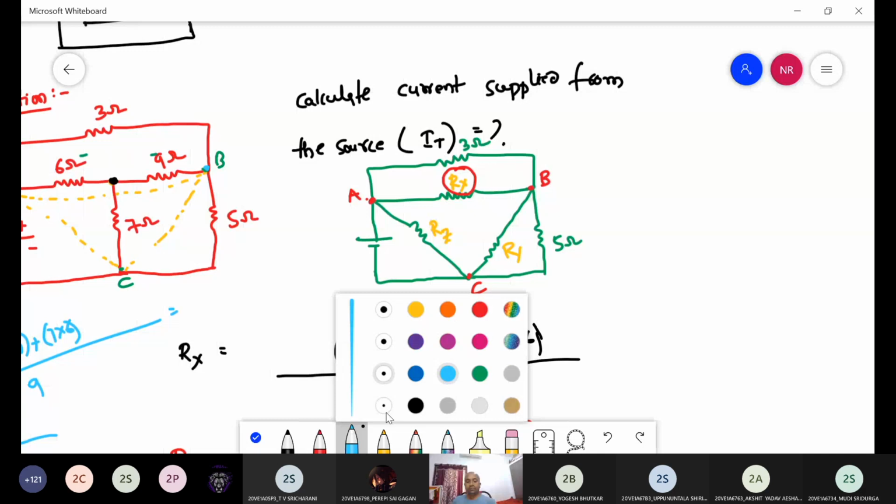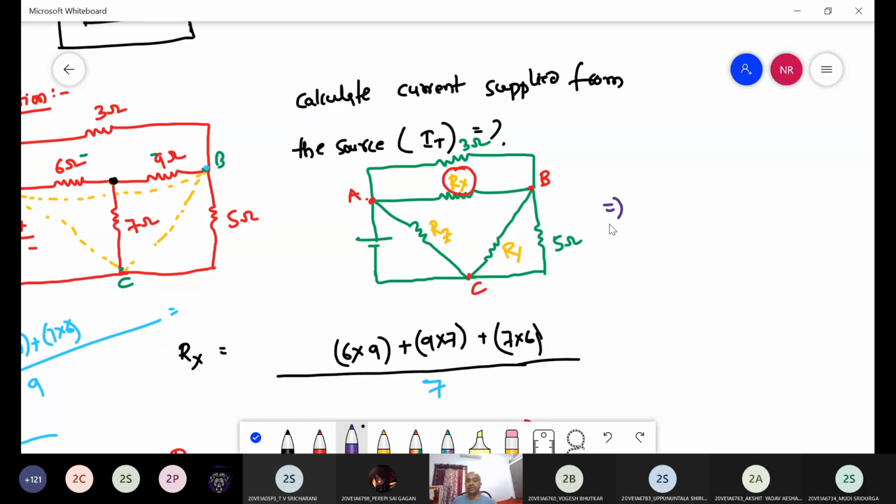What is the next possible connection here? See the circuit here: 3 ohms and Rx. What is the combination of these two? Rx parallel with 3, some Ra, right? Then Ry parallel with 5 ohms, some Rb, right? Then the next level circuit here.